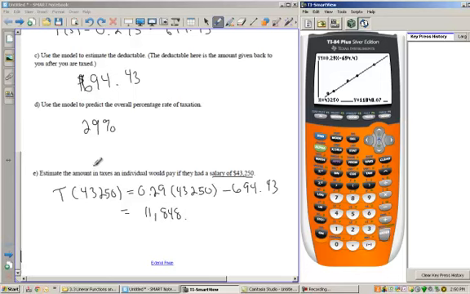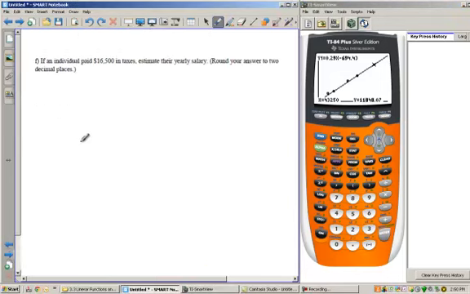So in Part E, we plugged in for the input. On Part F, we're going to plug in for the output. And you can see here it says, if an individual paid $16,500 in taxes, estimate the yearly salary. So the $16,500 is not salary stuff, it's tax stuff, and you're supposed to find the salary, S. And so you take $16,500 and plug it in, so equal to 0.29 S minus 694.43. You can solve this by hand, or you can graph the right, graph the left, and do intersect.